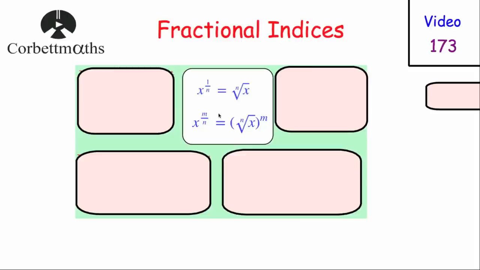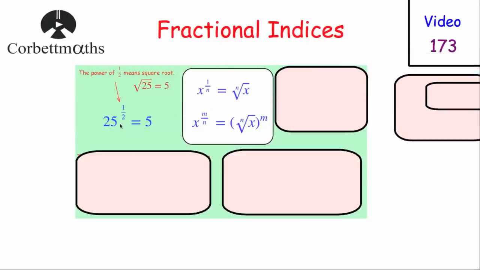And the rule looks really complicated, but it's much easier whenever you look at numbers. So let's have a look at the revision card and let's get started. So if we had something such as 25 to the power of a half, so the power of a half means square root.